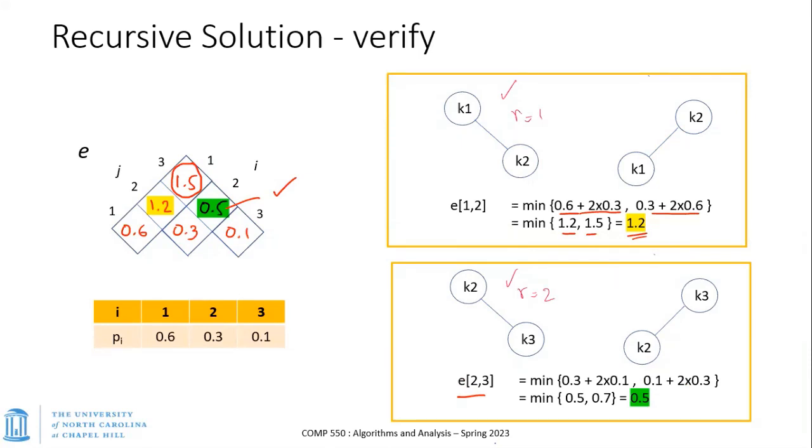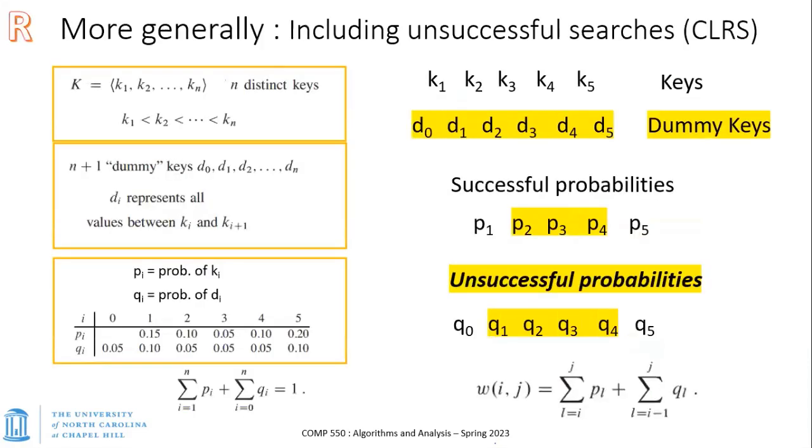So this was I think the last example for dynamic programming that we're going to look at, and this was the more general case, which I'm not going to spend too much time on. I just mentioned this to you. This is how it's actually done in the book. But this just complicates things because they're looking at unsuccessful searches as well.